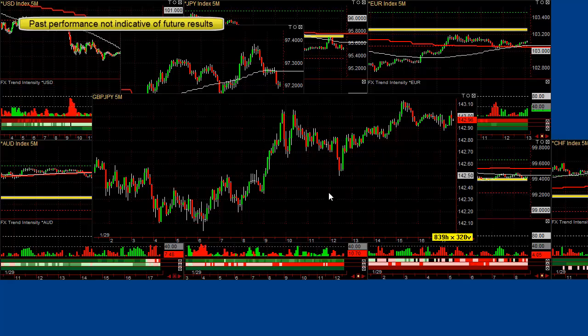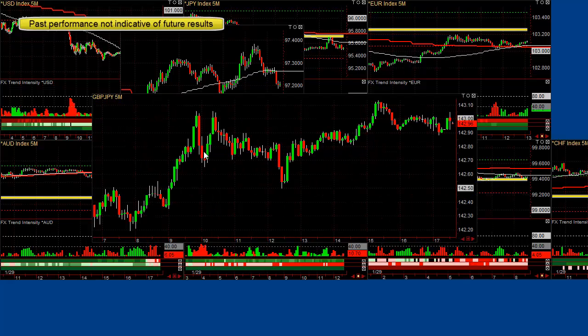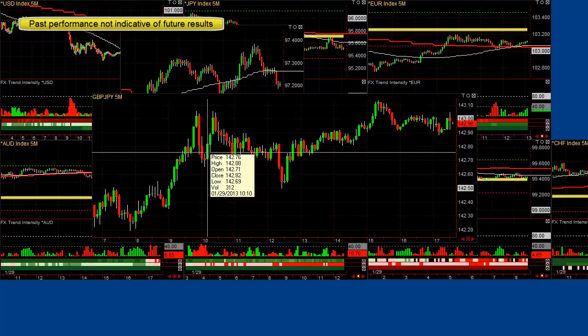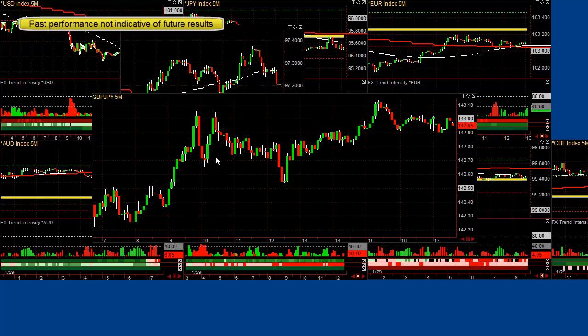Here's 10 o'clock. Notice this pullback. Whether you use a 5-minute chart or a range chart, if you bought it when it went above the previous bar's high, you got in at 76 and it got all the way up to 07. It's a 30 pip move.